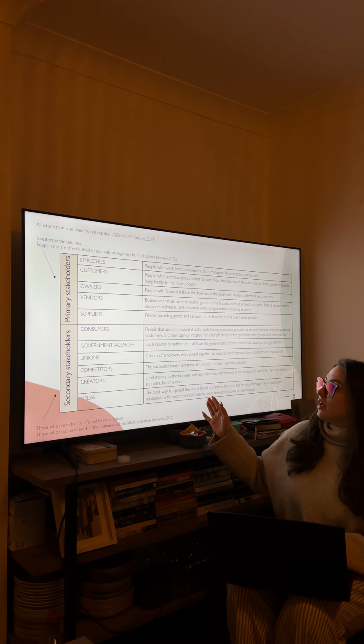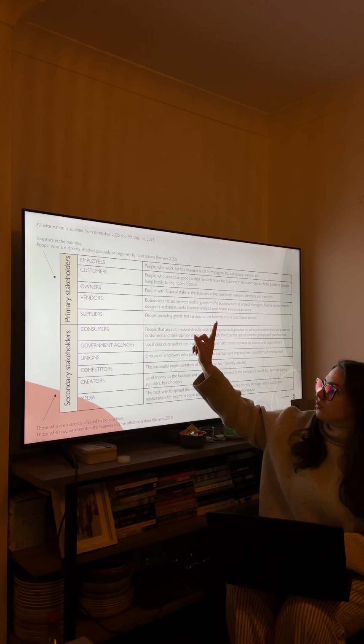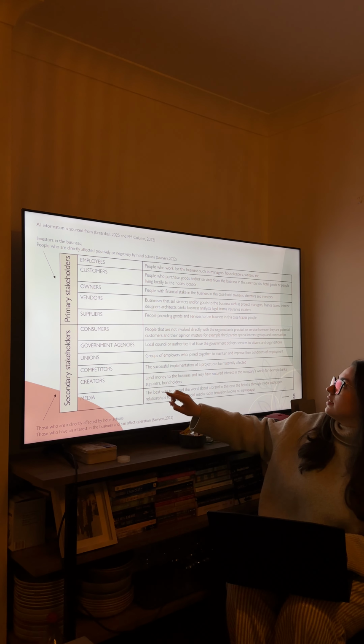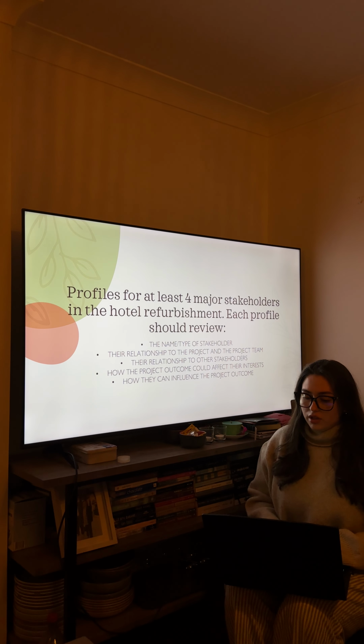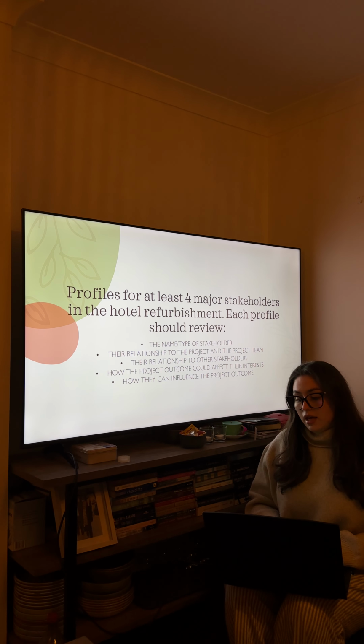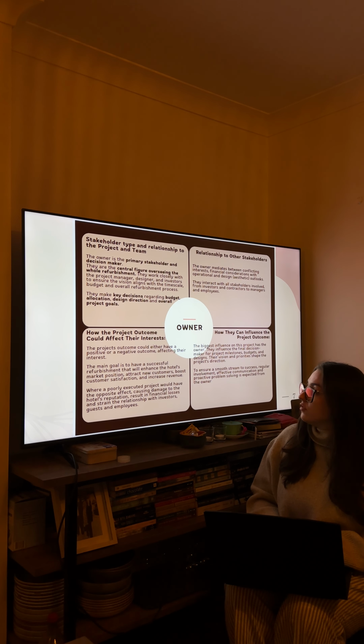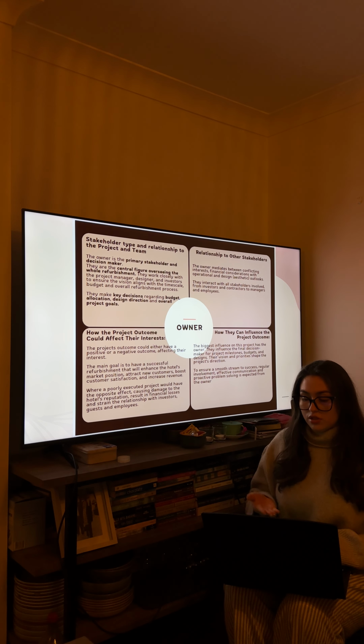I have also created a table that shows the primary stakeholders and the secondary stakeholders, and you can read this when you can. So next, I'm going to be talking about four major stakeholders that are going to be partaking in the hotel refurbishment. So this project does involve several critical stakeholders, and all of them have very unique interests and influences on the project. I'm going to start off with the owner, which is yourselves.